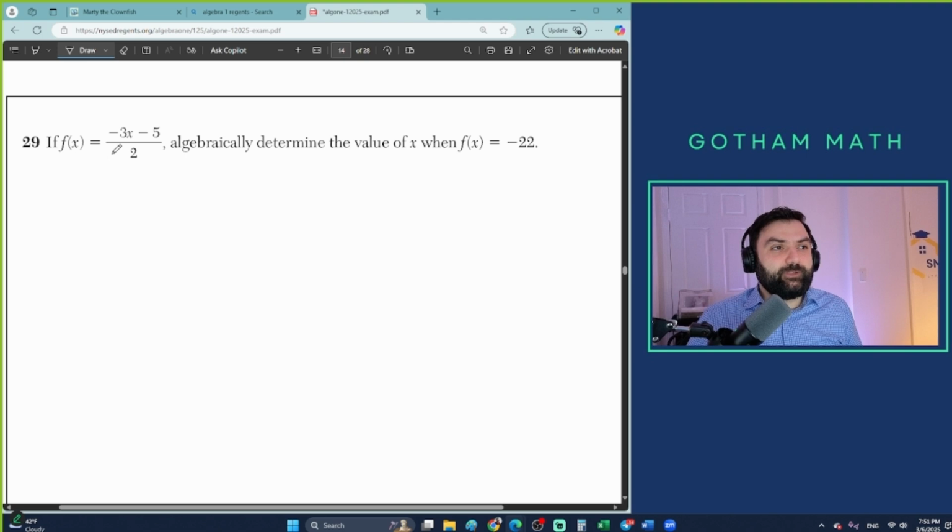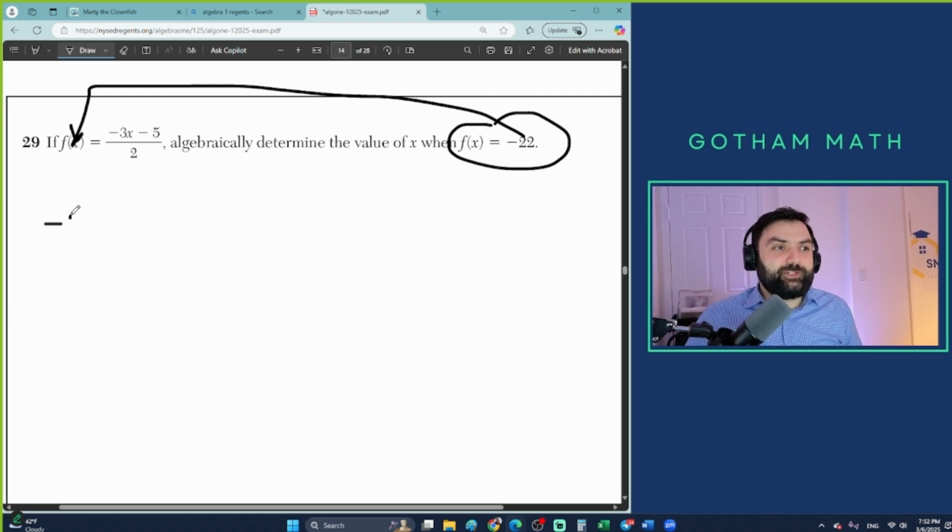If f of x equals negative 3x minus 5 over 2, algebraically determine the value of x when f of x equals negative 22. All right, let's do it. All we have to do is set it equal to negative 22. If f of x equals negative 22, just put in negative 22 instead of the f of x.